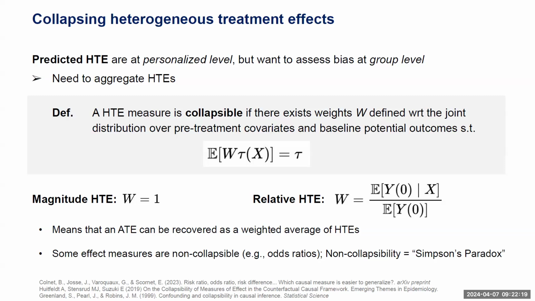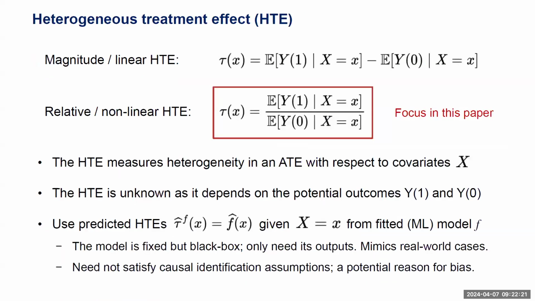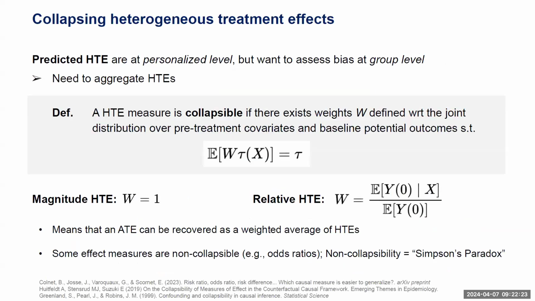The most interesting case in practice is the one where you focus on the relative measure, because then you need these weights that account for the heterogeneity in the baseline outcomes with respect to observable features compared to the marginal average baseline. Right? Because if you don't account for this, then the simple average will not equal the average treatment effect. And at a high level, what this means is that an average treatment effect can be recovered as a weighted average of the heterogeneous effects.